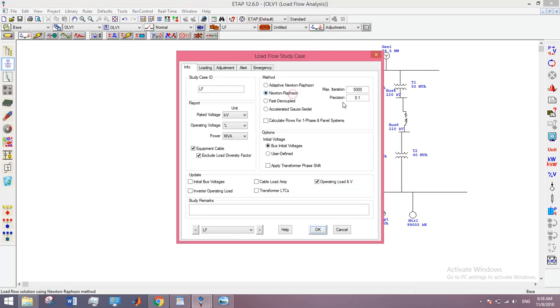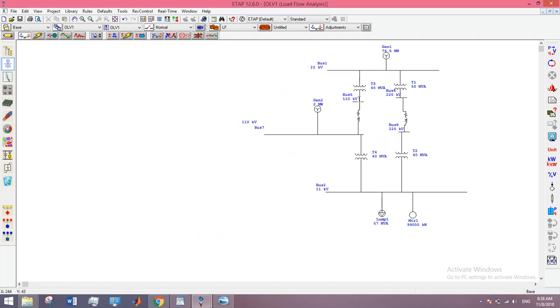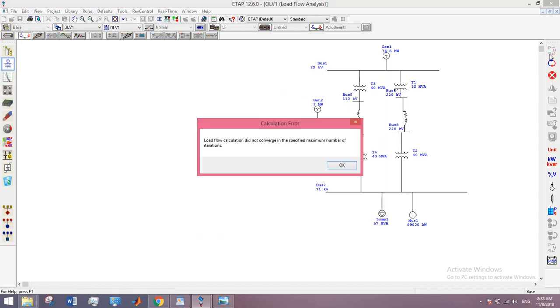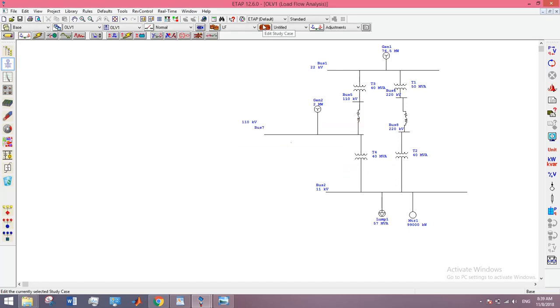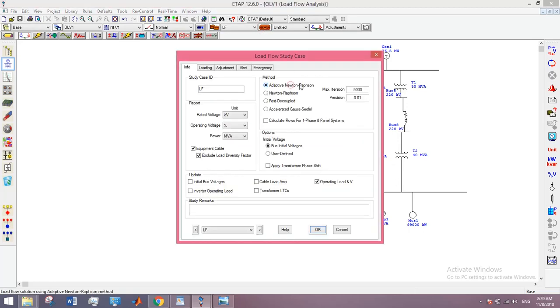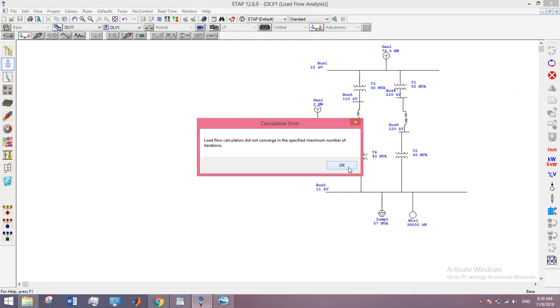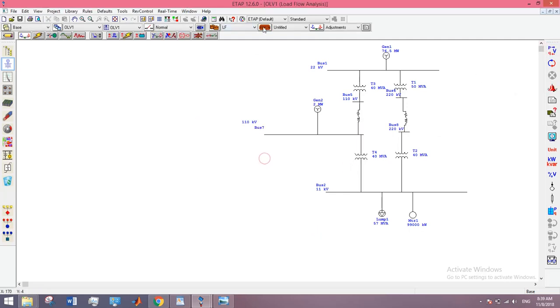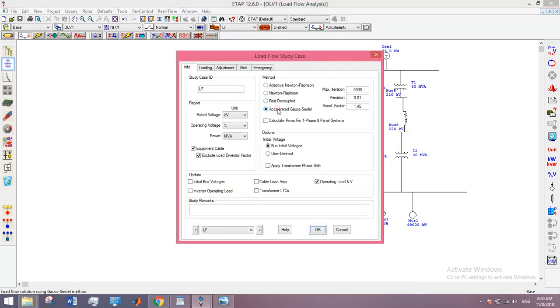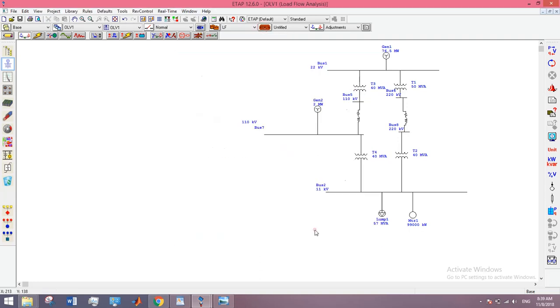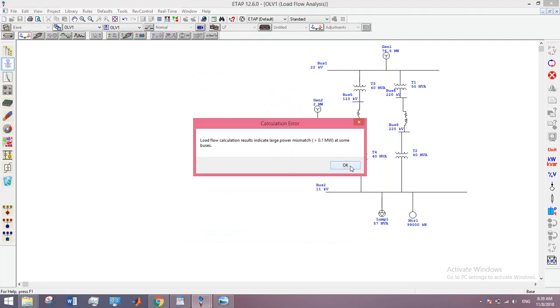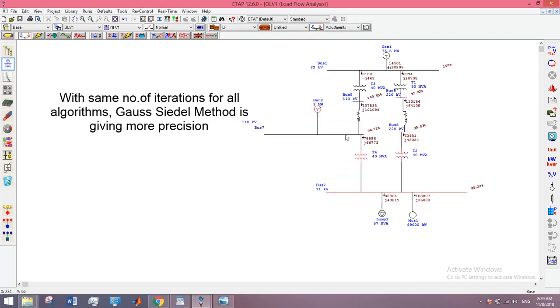Trying now Newton-Raphson with 0.01 precision and same iterations. It didn't work. Trying adaptive Newton-Raphson. It didn't work. So now again testing accelerated Gauss-Seidel, and it is working. So we can say that Gauss-Seidel is giving us more precision, keeping the number of iterations same.